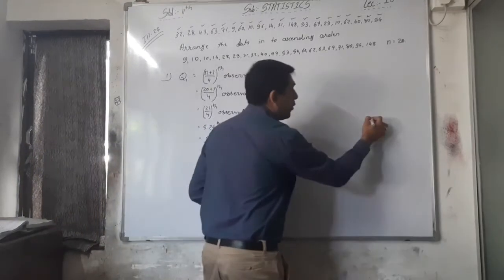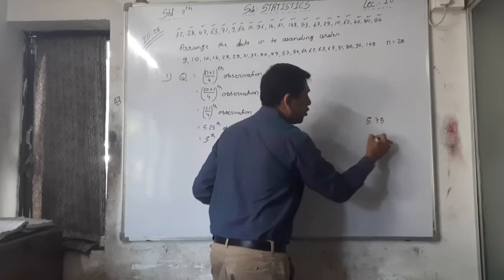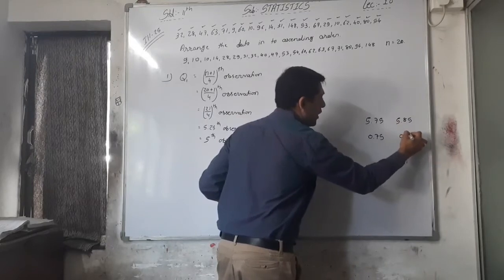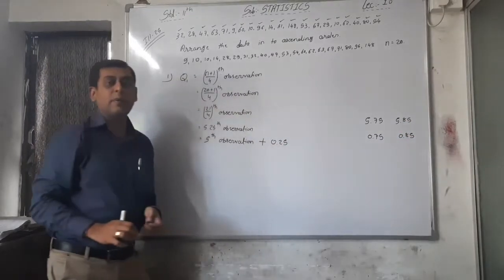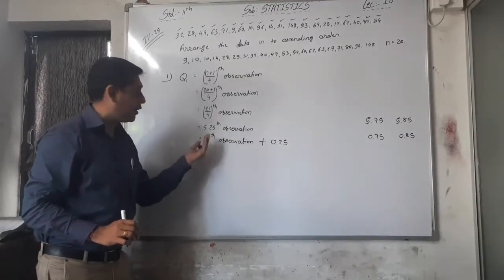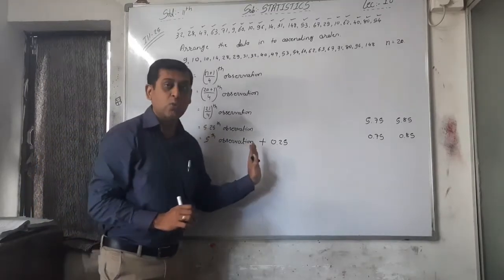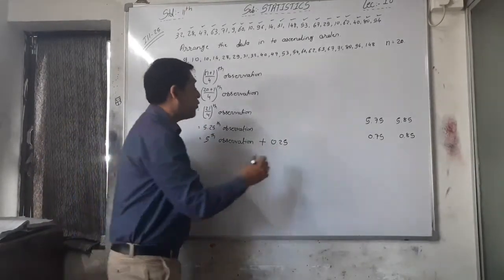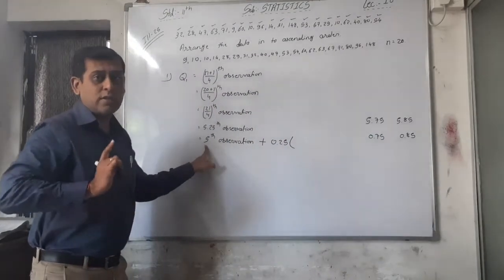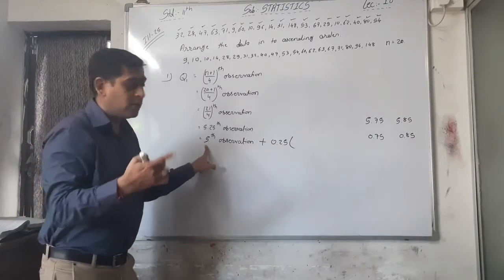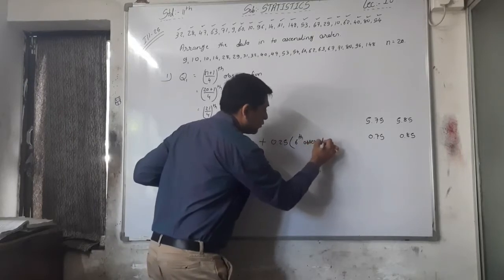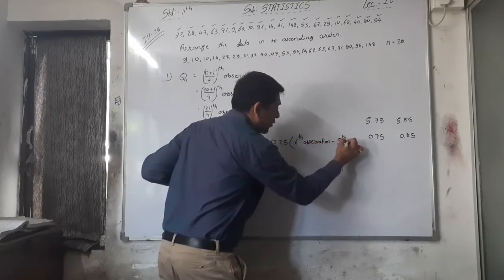If 5.75 is there, you have to write 0.75. If 5.85 is there, you have to write 0.85. The remaining amount you have to write. First of all, you write the 5th observation, that is 5, that's why 5th observation. And the remaining one you have to add: 0.25 into bracket, the next observation from this one, that is the 6th observation, minus the 5th observation, the original one.